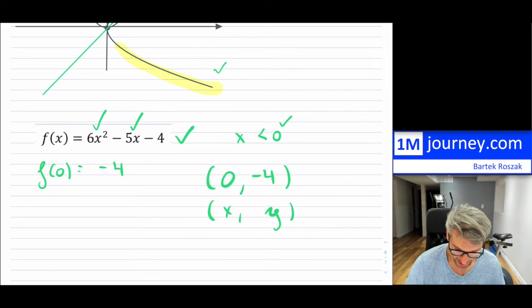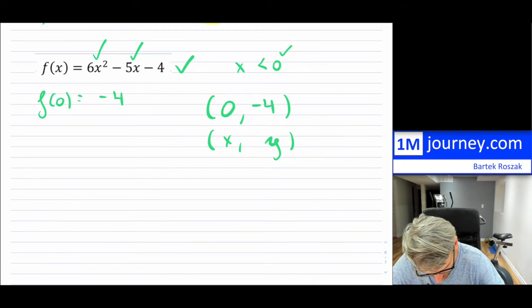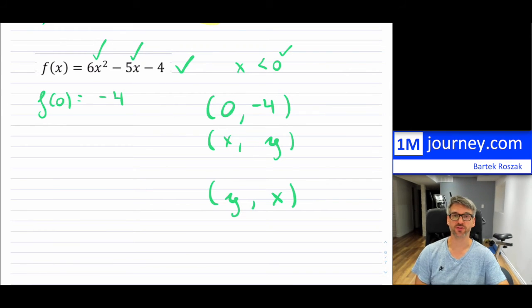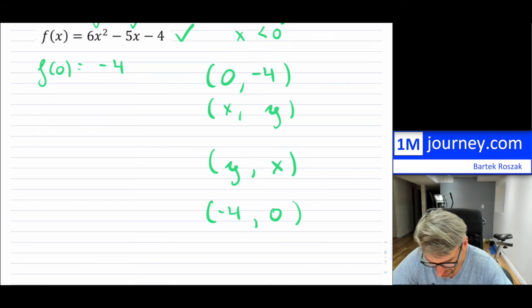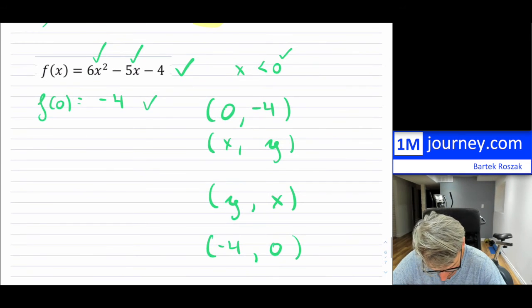Okay, so now for inverses, what do we know about inverses? We know that to get an inverse, what you're doing is just swapping your x and y, right? That's what an inverse does. If you had a table of values, it would swap them. So what does this tell us? This means -4 and 0 is going to be the reflective point of this.